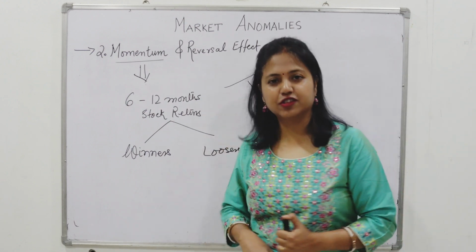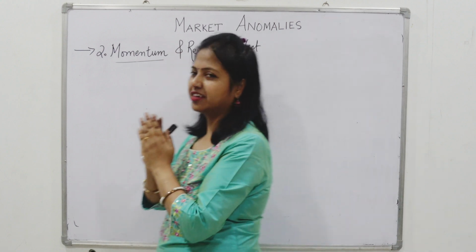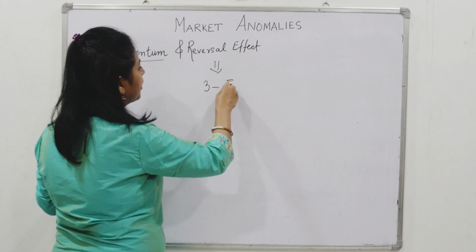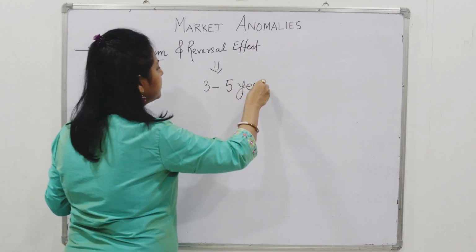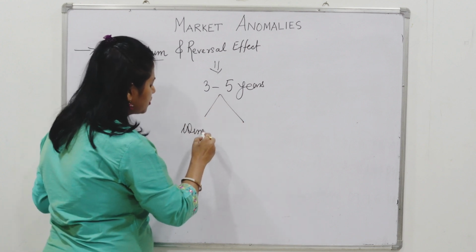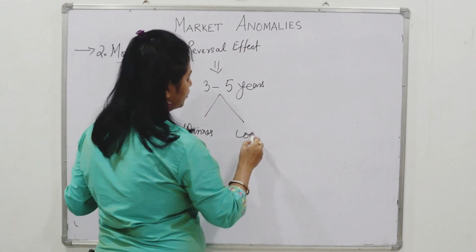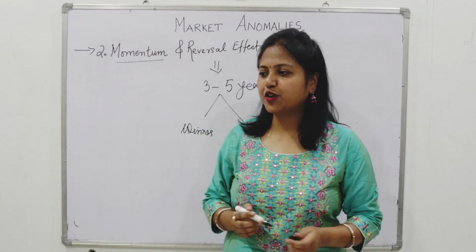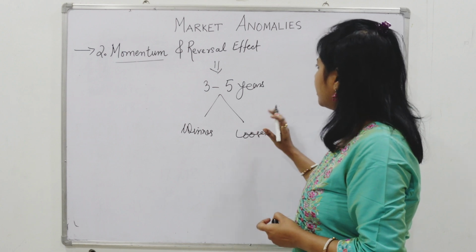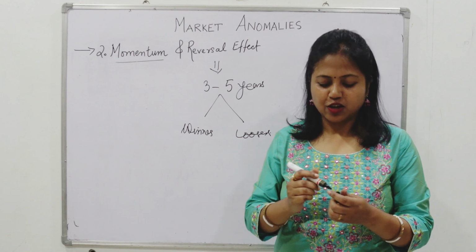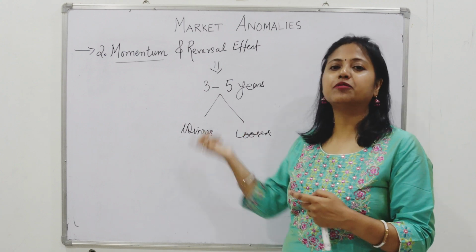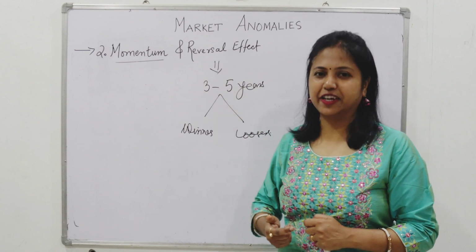Now let's speak about the reversal effect. For this, the observations will be for 3 to 5 years. Study the prices of 3 to 5 years and then again find out which are those winner stocks and which are those loser stocks. Now friends, why are we doing so? We are doing so because it's believed that those who are winning will now become the losers and the losers will become the winners, because this is a reversal effect.